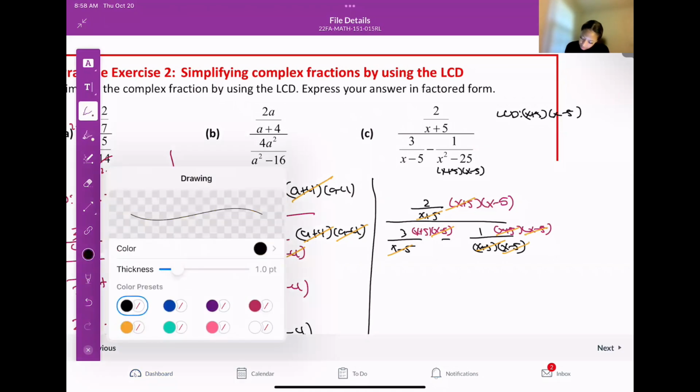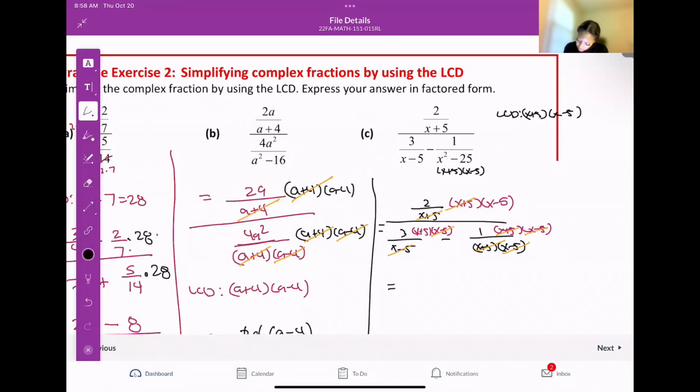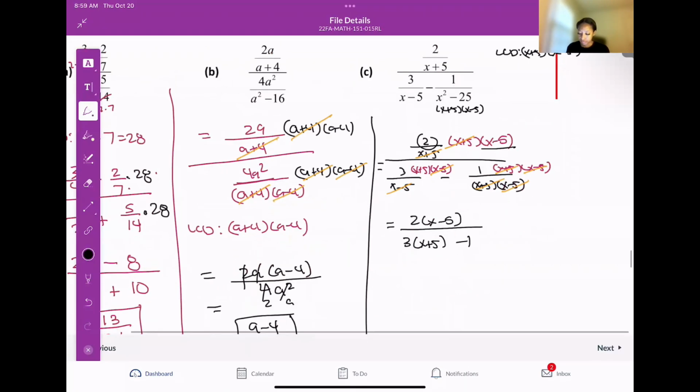All right, so we are left with 2 times x minus 5 over 3 times x plus 5 minus 1. All right, and we can simplify that a little bit. You could really leave it like this. It's not a huge deal. We can distribute in the numerator, but usually we say leave this in simplified form, but 2 times x minus 5, we can keep it like that. In the denominator, we can combine this or expand here because it's not just one term. That would be 3x plus 15 minus 1, so 3x plus 14.